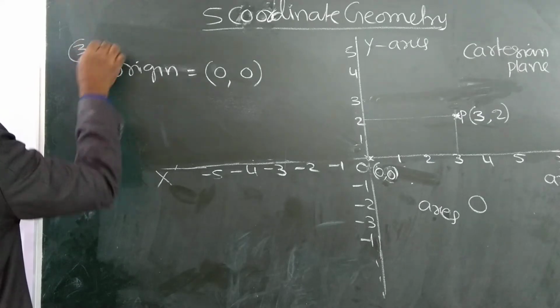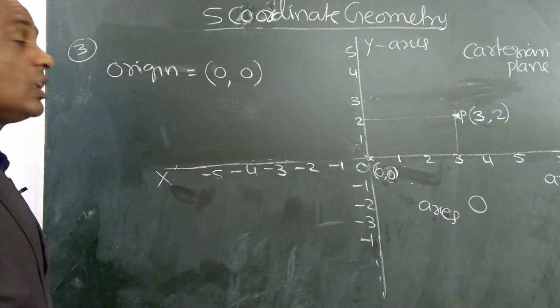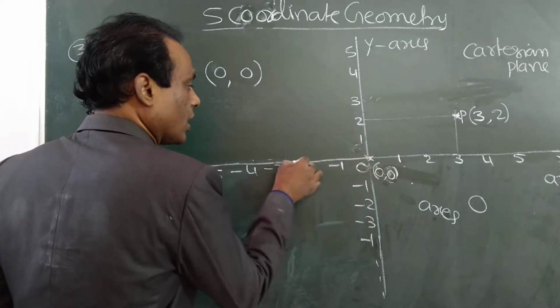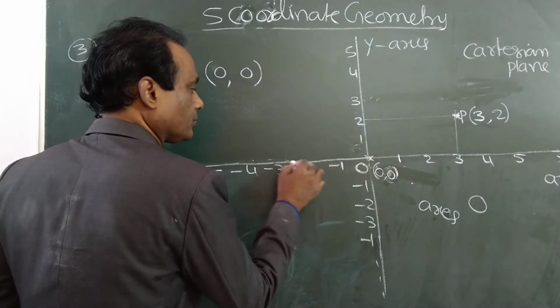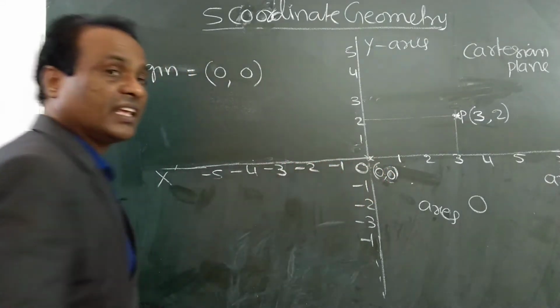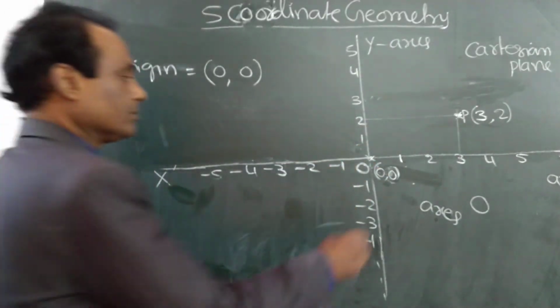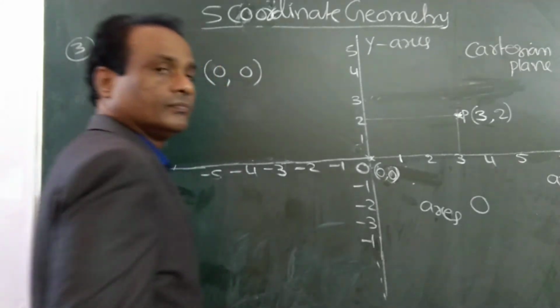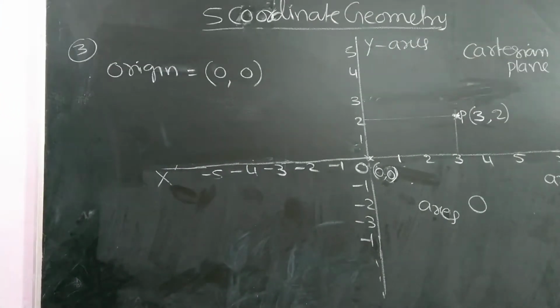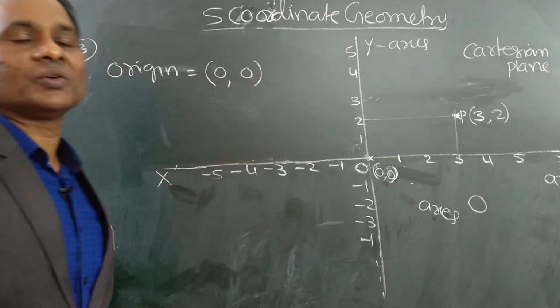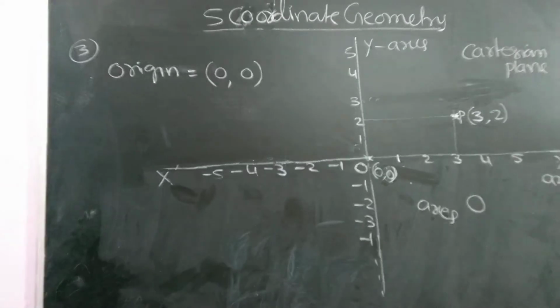Next point you write down. So origin is 0, 0. X value 0, y value 0. So these are the coordinates of the origin. Origin is x value 0, y value 0. Write down. Origin is equal to 0, 0.